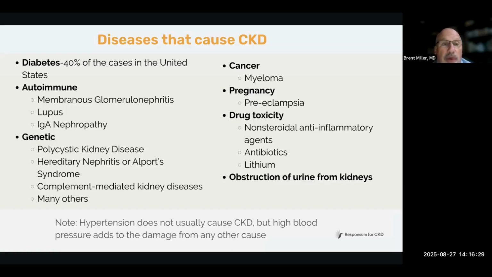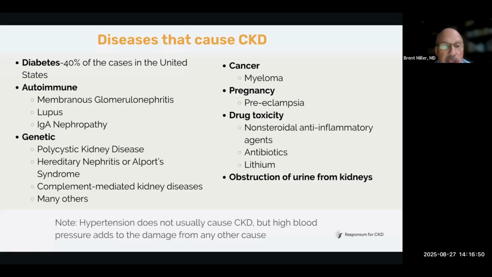The big one in the United States is diabetes. 40% of our CKD, and it's going up, probably going to be at 50% pretty soon, is diabetes. But then we have this whole host of other things, and this is not a comprehensive list. This is just to give you a flavor of all the different things that a nephrologist sees in our office.